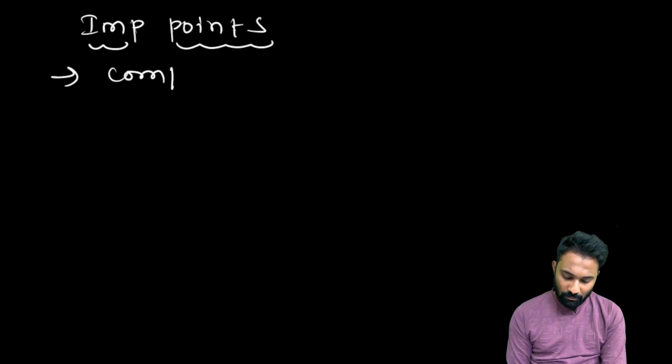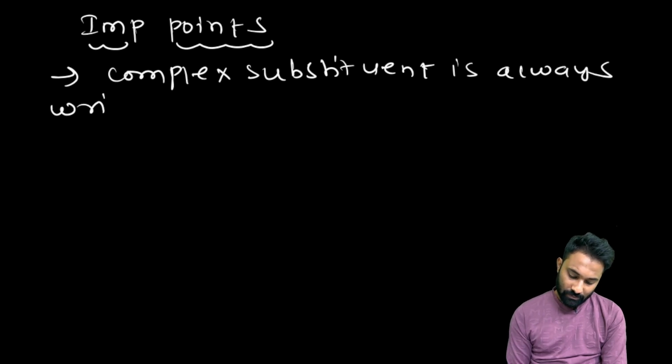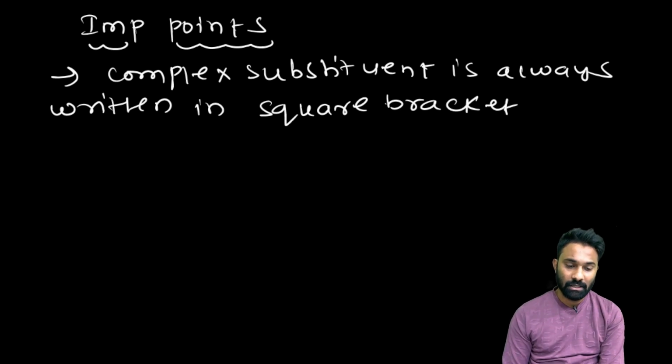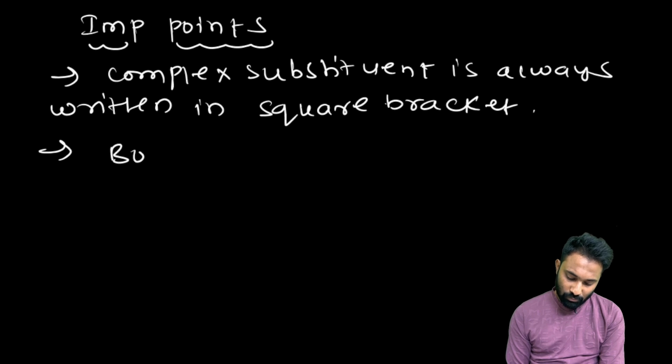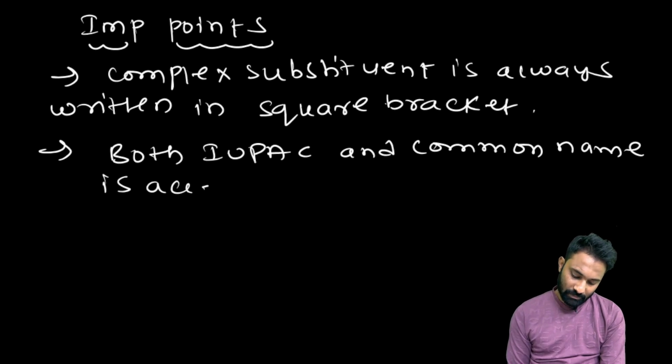First one, complex substituents are always written in a square box or square bracket. In the square bracket only the complex substituent should be written. So already I said you can write both IUPAC and common name. Both IUPAC and common name are accepted.